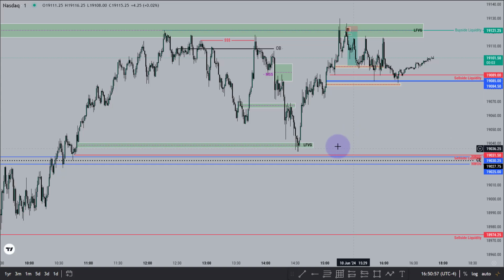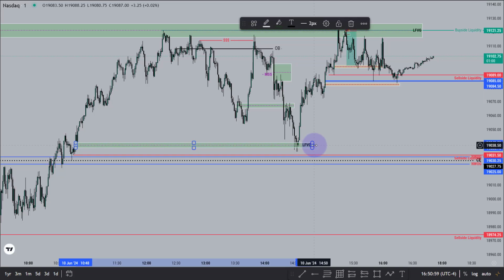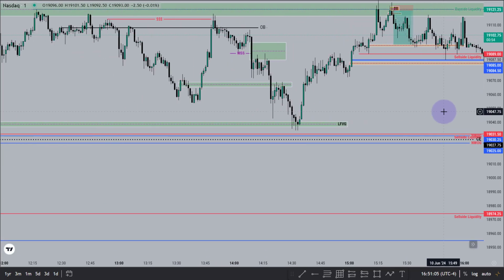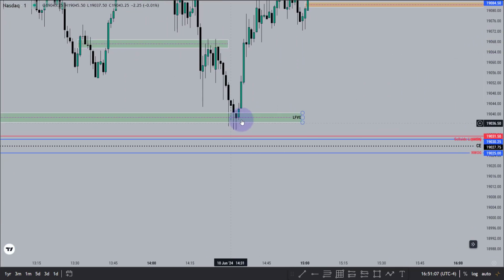By the way, at the same time, that last fair value gap, see here how beautifully it holds that price. Look at the bodies, how beautifully it closed around the consequent encroachment of that last fair value gap from 1 minute.